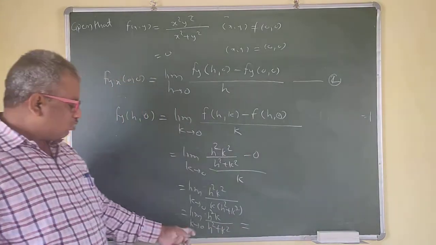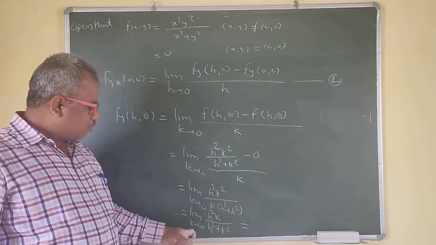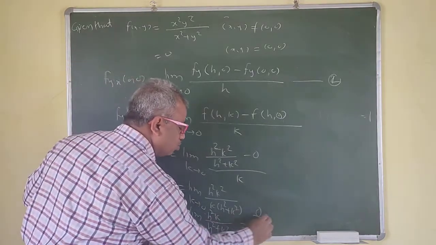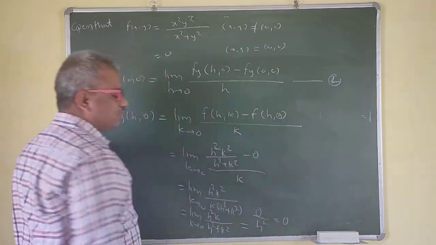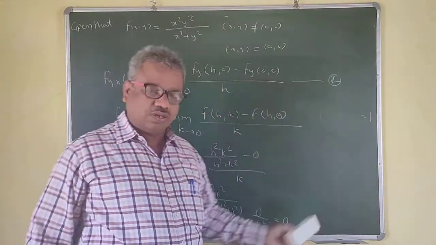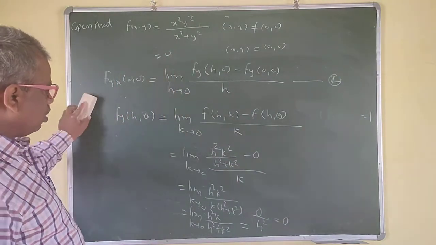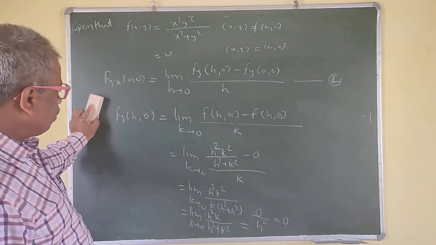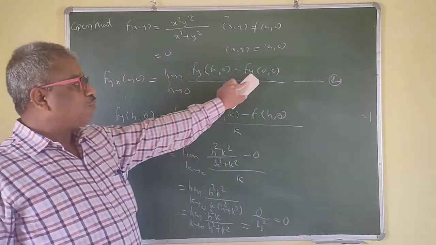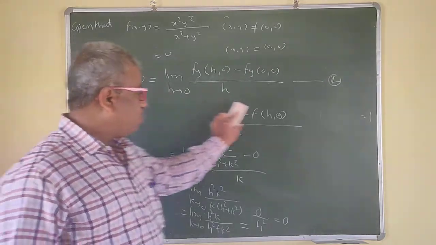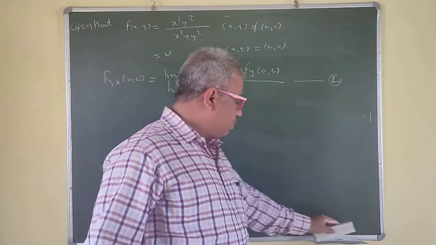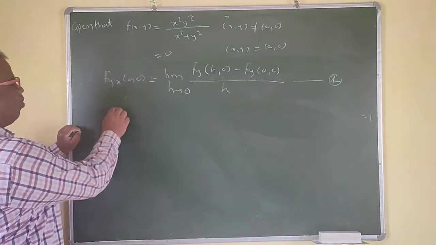Now see, this is not 0 by 0 form again. If you put k equal to 0, your numerator is 0 but your denominator is not 0. So this is 0 upon h square, which will be 0, since h is not equal to 0 and the limit is h tends to 0. So we got fy(h, 0) is 0. Now we need to find fy(0, 0). We find fy(0, 0), and then we'll put it in, and the problem will be over.